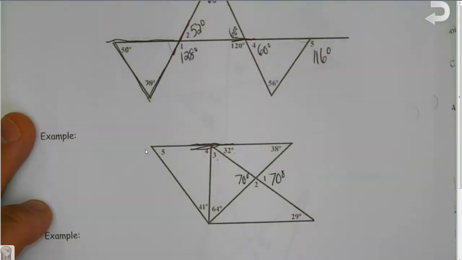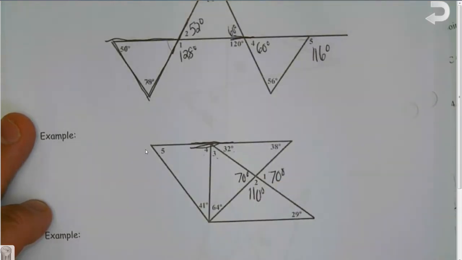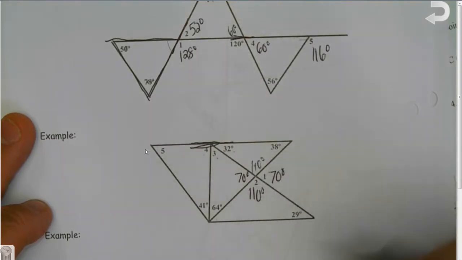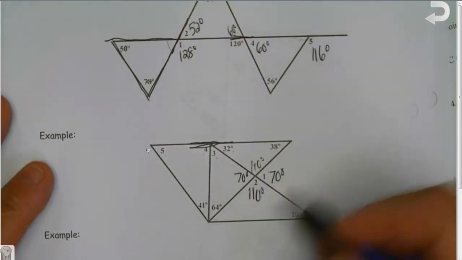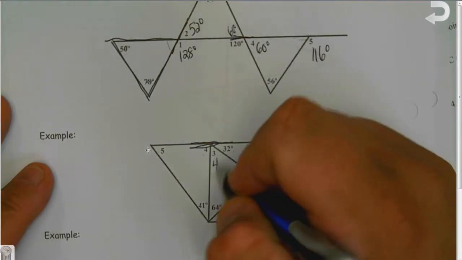That's going to help us out with angle 3. Since this angle is 70 degrees, I know that angle 2 is 110. So I'm good with this triangle. I could put that there if I wanted to. I could find out this if I wanted to, but I don't have to. I'm good with this. Now I need to find angle 3. I add 70 and 64, subtract that from 180, and I get 180 minus 134, which is 46.